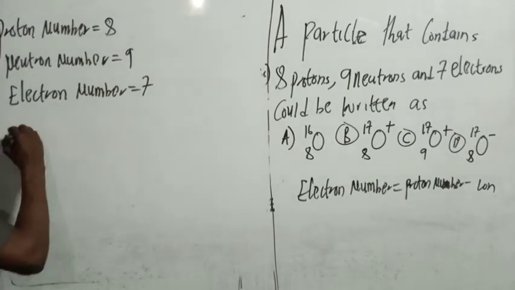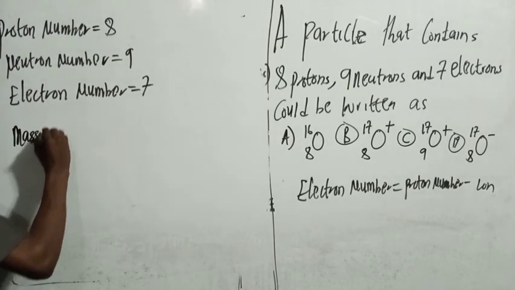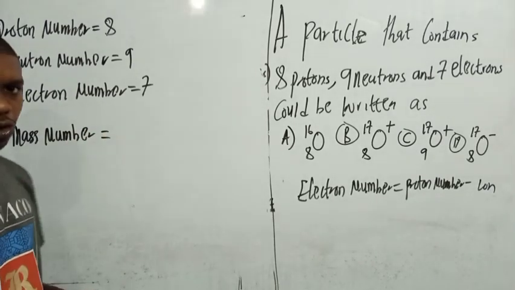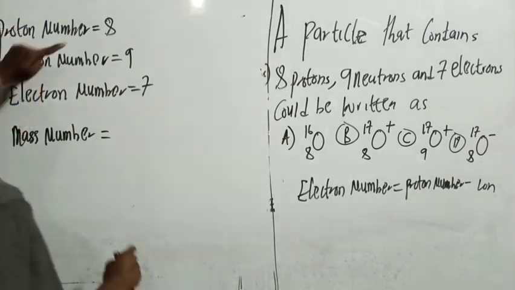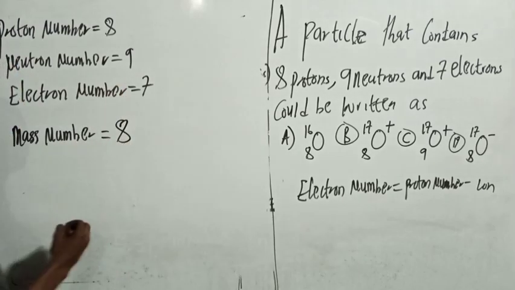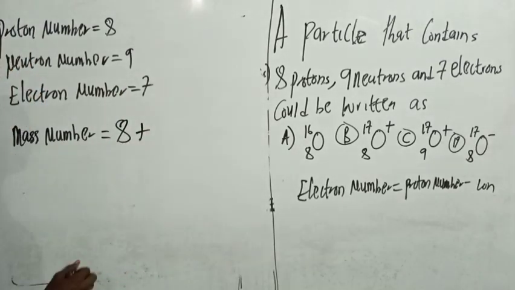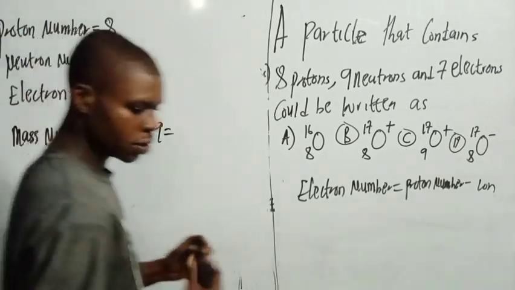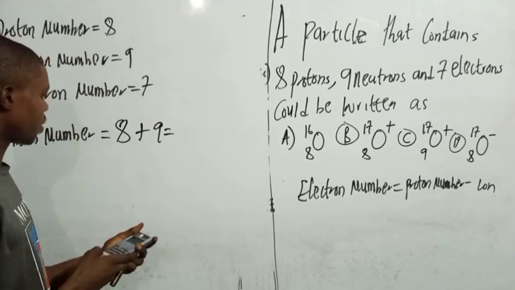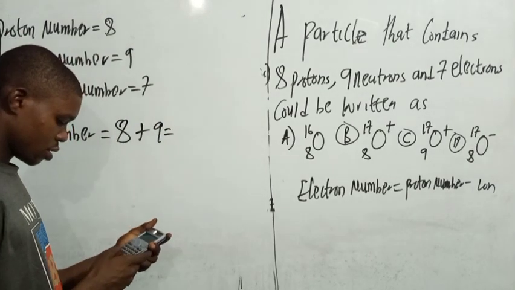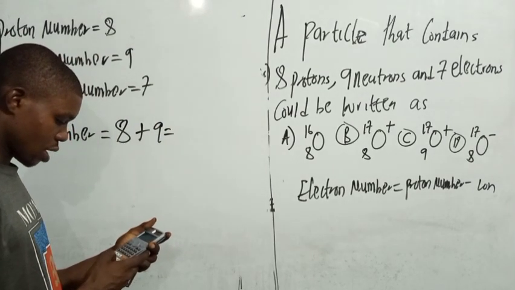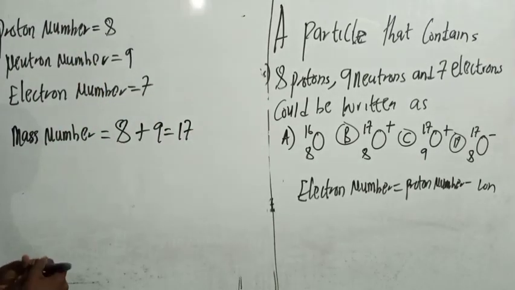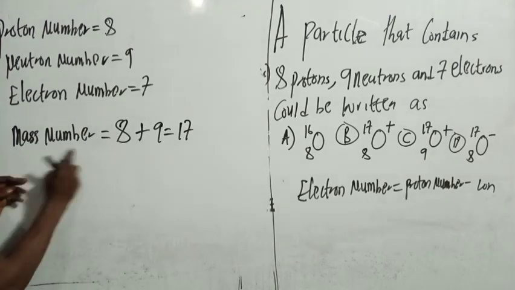So what's the mass number? Remember, the mass number is always equal to the sum of the proton number and the neutron number. My proton number here is what? It is 8, right? Plus my neutron number, which is 9. So we have 8 plus 9. So you're going to give me what? 17, right? 17. Then this is my mass number.